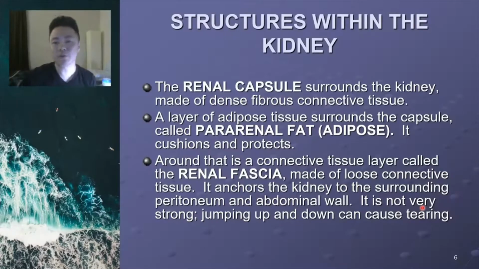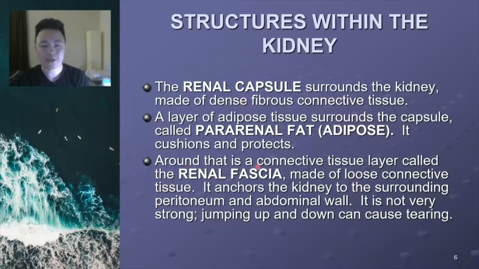All right, now the structures within the kidney here, you've got the renal capsule, which surrounds the kidney, and these are made up of dense fibrous connective tissue. Now, a layer of adipose tissue surrounds this capsule, and this is called the pararenal fat or adipose tissue, and it helps to cushion and protect the internal organs.